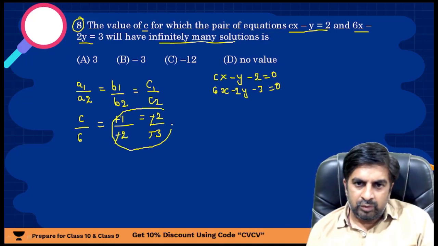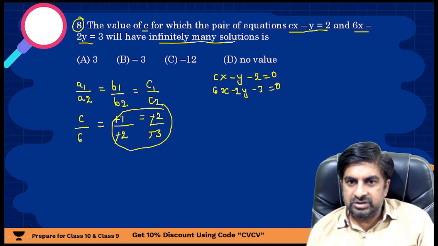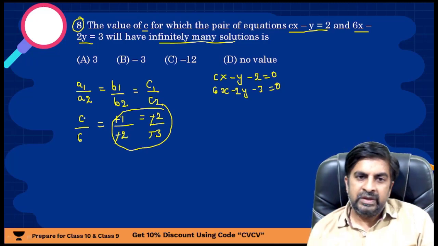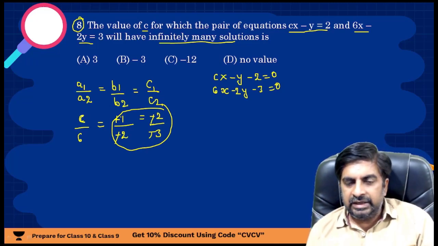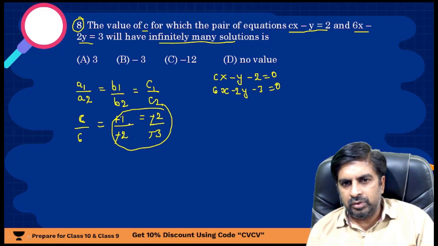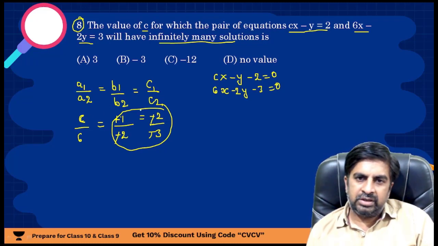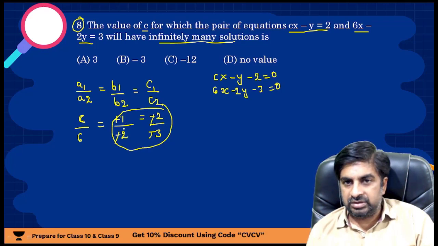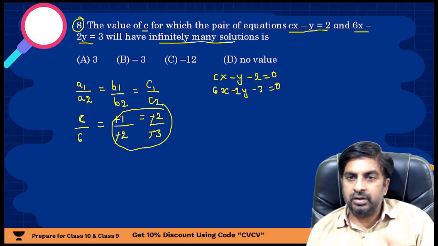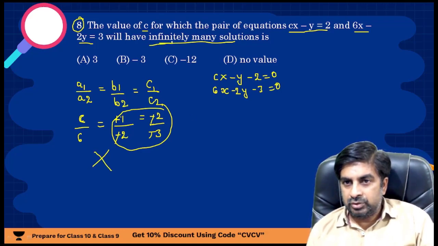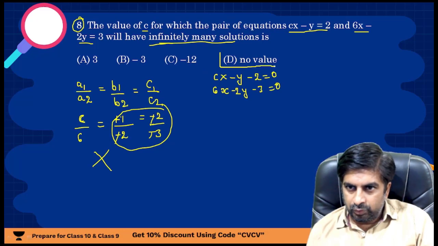Are these two equal? Here b1 upon b2 is not equal to c1 upon c2. So if you try to put any term here, either that will be equal to b1 upon b2 or that will be equal to c1 upon c2. That cannot be equal to both, because here the ratios are different. So actually this is impossible. We cannot do this. So one more option is given to you, no value.